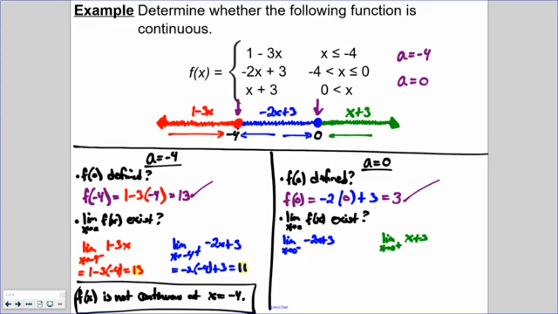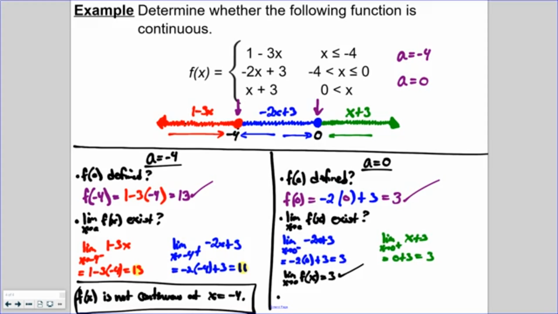These are polynomials, so direct substitution. We get negative 2 times 0 plus 3, which equals 3. Next limit, 0 plus 3, which equals 3. Oh, would you look at that? So the limit as x approaches a of f of x equals 3. Our second condition is satisfied.